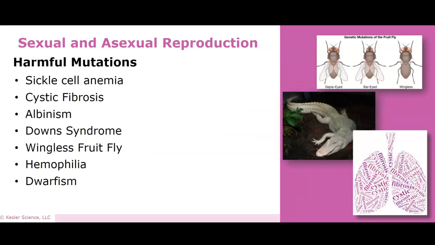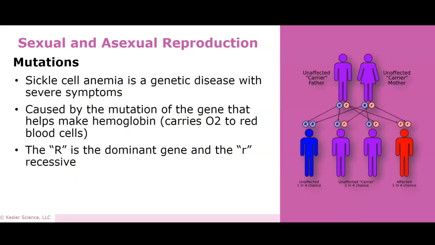There are harmful mutations: sickle cell anemia, cystic fibrosis, albinism. You can see here a crocodile that is an albino, and it doesn't make any pigment for its skin. Down syndrome is a harmful mutation. The wingless fruit fly, you can see on the top right. Hemophilia and dwarfism.